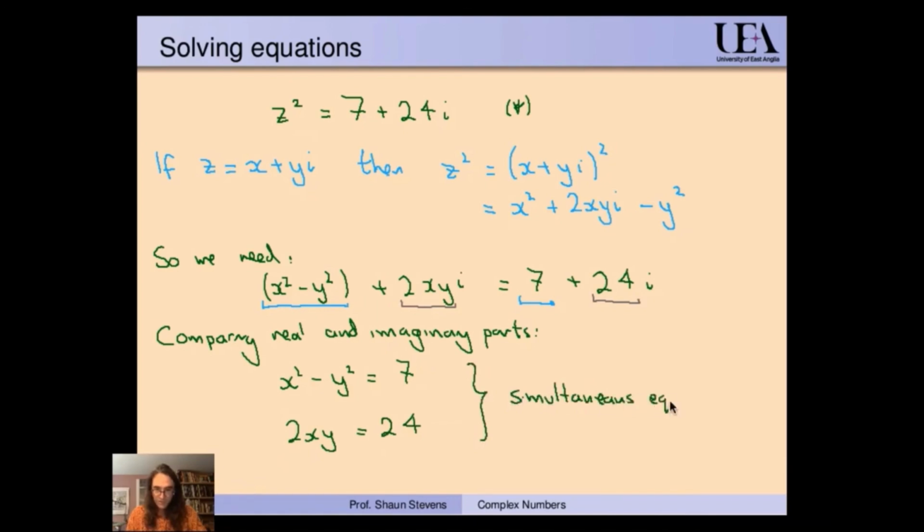And we know how to solve simultaneous equations, even though we've got powers in them. That's something that you can go away and do. Indeed, it is part of the exercise for you to finish off this question and actually solve this equation.